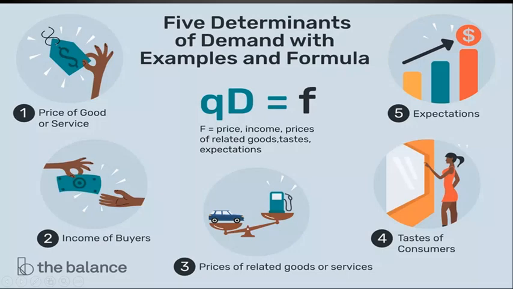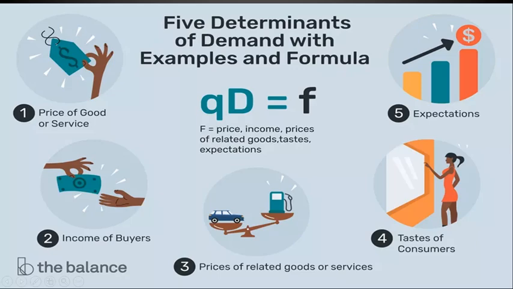Determinants of demand. Determinants of demand are the factors which influence demand, the factors which cause an increase or decrease in the quantity demanded by a consumer or customer. First one, price of good or service. So what is the selling price of the product? At what price is it available in the market? If the price of the product increases, the customer will buy less of that product. The demand will decrease. If the price decreases, demand increases. So price has influence on demand.